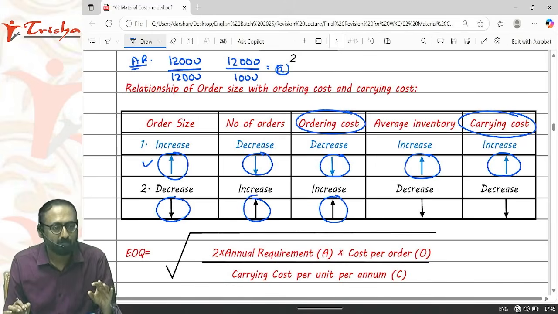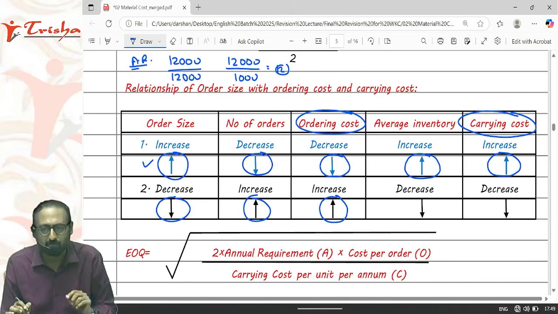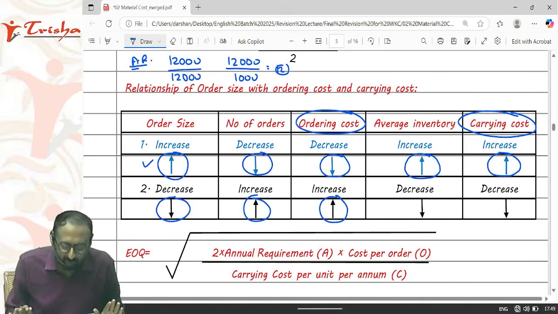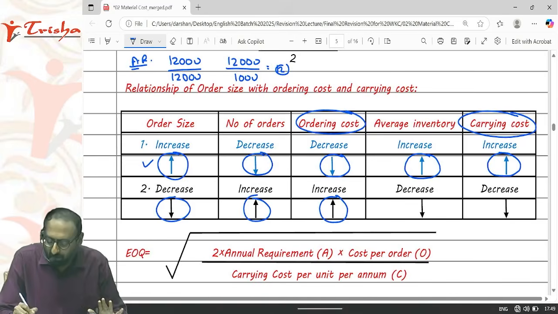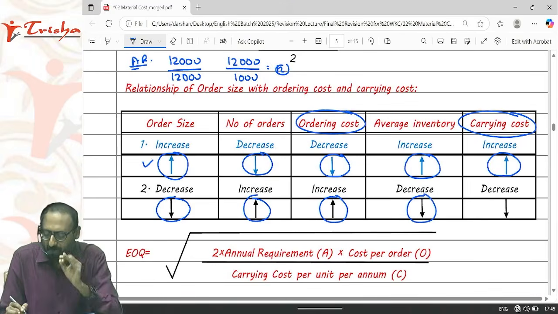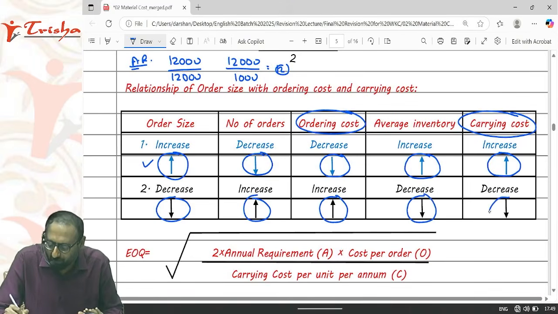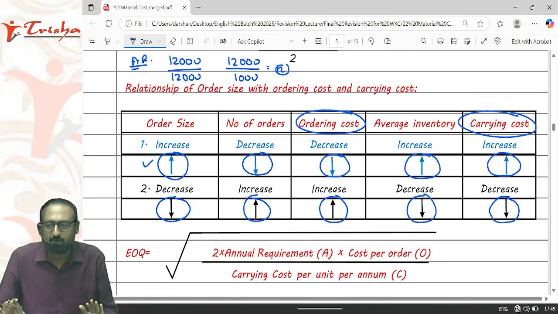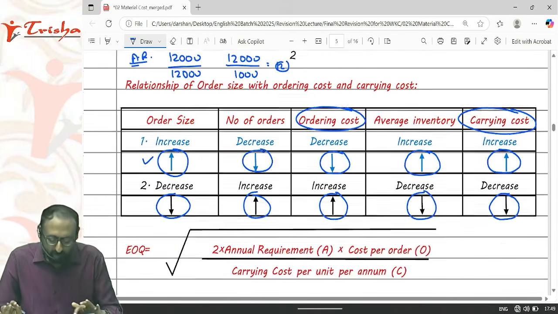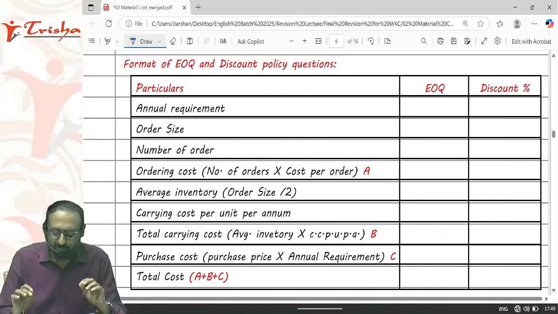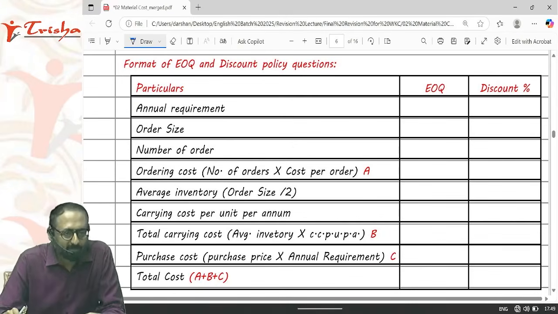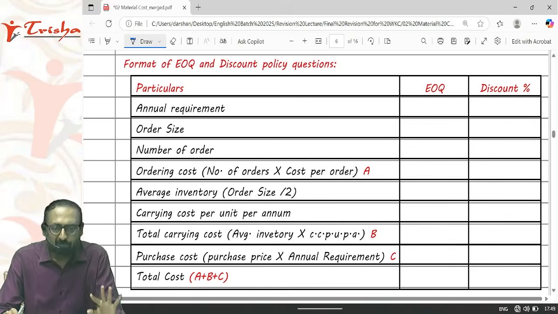Correct, guys? And what will be its impact on average inventory? The formula for average inventory is order size divided by 2. If your order size is lower, your average inventory will be lower. If your average inventory is lower, your carrying cost will be lower. Correct, guys? Next one.